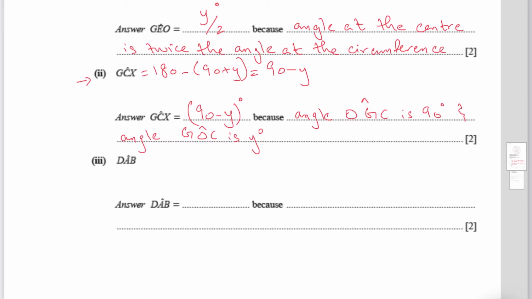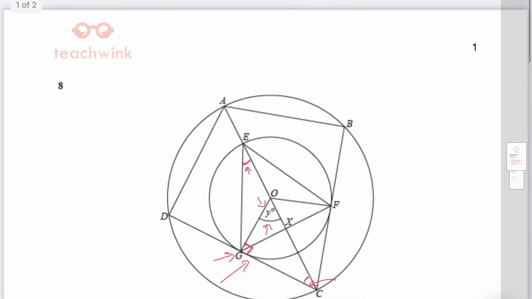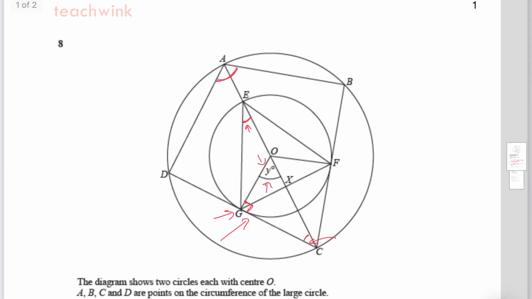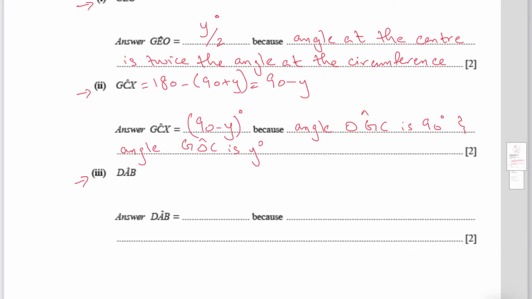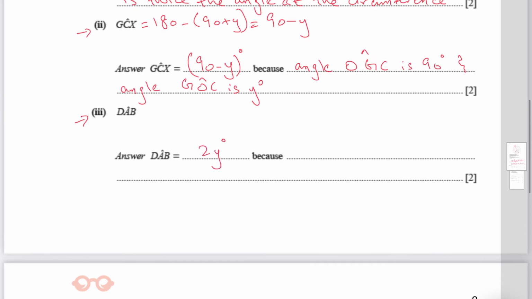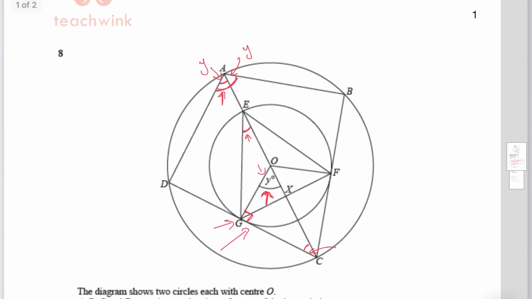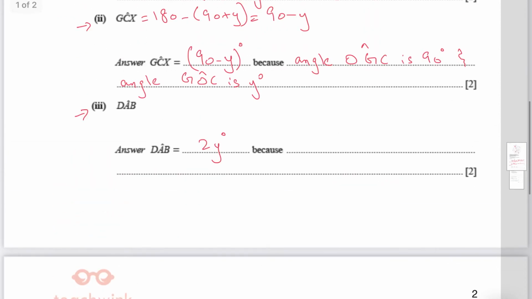The next angle they've asked us to find is angle DAB. Okay, that means they've asked us to find this angle right here. If we look closely at the shape, this angle right here is Y degrees. That means half of DAB, or shall we say DAC, is going to be Y degrees as well. If this is Y degrees, that means this right here is also Y degrees. If you add the 2, you get 2Y. So your answer to this, and this is the simplest one out of all of them, is 2Y degrees. And the statement that we write is that angle DAC is Y degrees and you multiply it by 2.